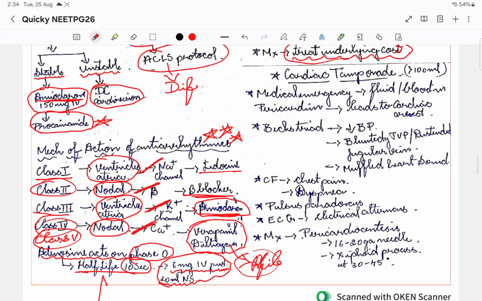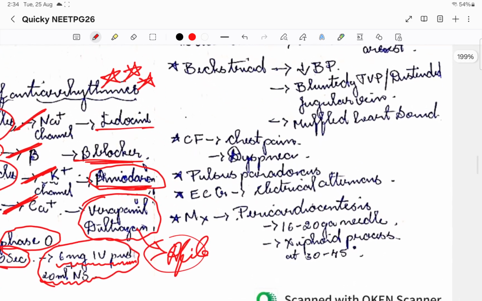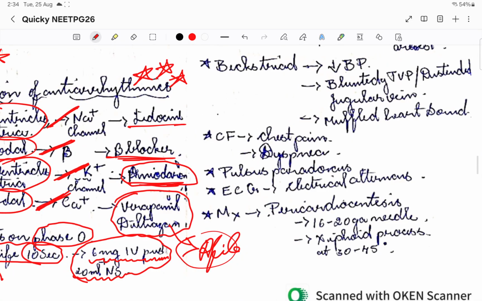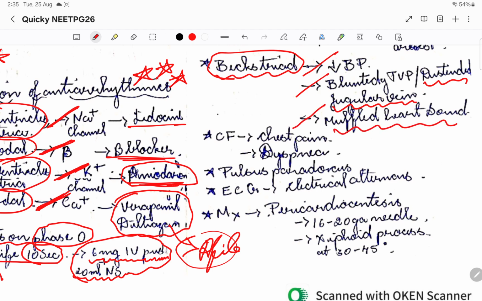Then coming to cardiac tamponade, I told you there is fluid around the heart in the pericardial membrane. If it is more than 100 ml, we call it cardiac tamponade. It is a medical emergency, and it might lead to cardiac arrest because there is improper beating of the heart. So there is Beck's triad, the classical clinical feature of cardiac tamponade: hypotension, blunted JVP that I discussed, meaning distended jugular venous vein, and muffled heart sounds.